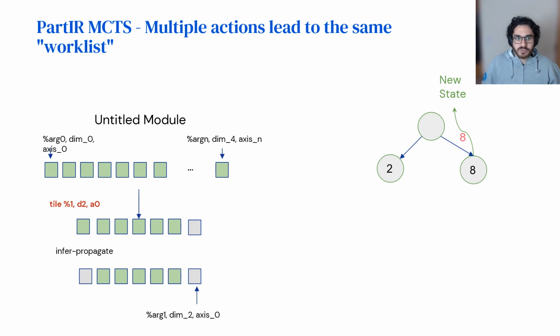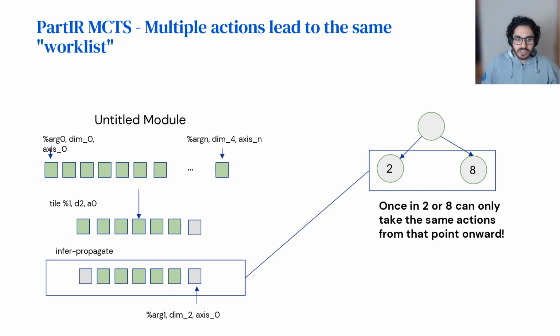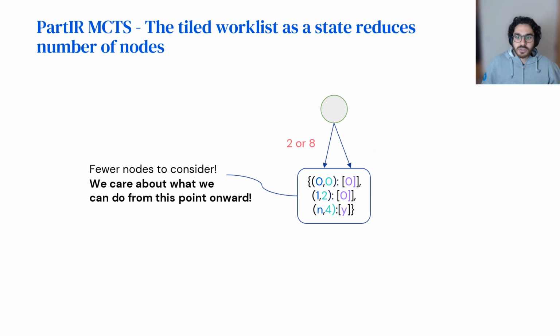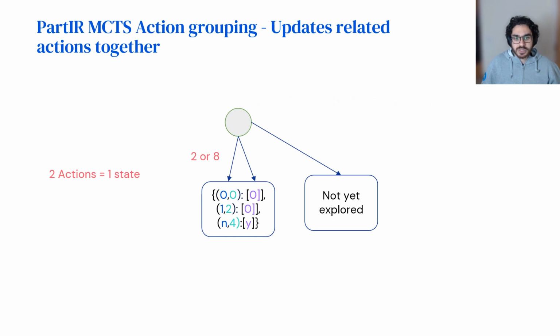We use a forward analysis after doing a tiling, and we create a snapshot of what has been tiled and use that as our state, which allows us to basically deduplicate the states we have in our search, and to have a single state for both actions that yield the same work list. And similarly, based on that idea, we also discovered we could group these actions. So now we know that there are two actions that lead to the same state.